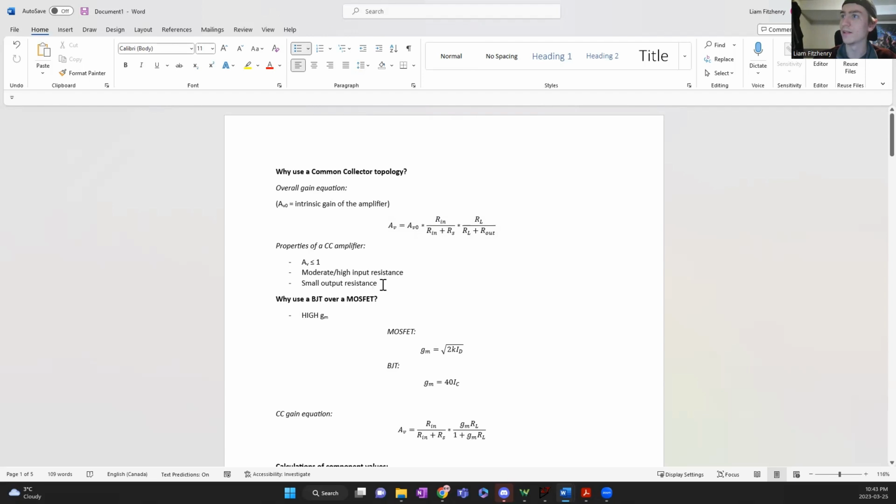And then finally, the common collector amplifier also has a small output resistance, which is helpful for this term because our RL is set to, again, 100 ohms. So we want to get this fraction as close as possible to 1. Therefore, we need our Rout value to be much smaller than RL. Those are the three different properties I looked at in order to choose the common collector topology over the others.